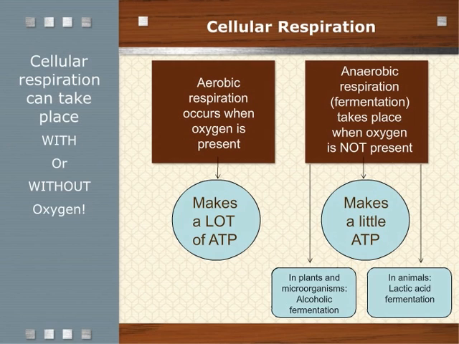In plants and in microorganisms like bacteria, fermentation takes the form of alcoholic fermentation. This is how grapes produce wine. This is how yeast produces beer. In animals, on the other hand, fermentation takes place in the form of lactic acid fermentation, which is what makes your muscles burn when you've been exercising for a while and you are having trouble getting enough oxygen to those cells.